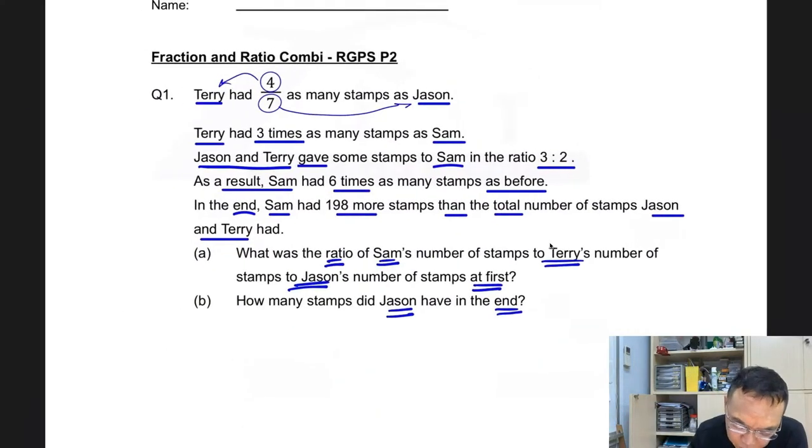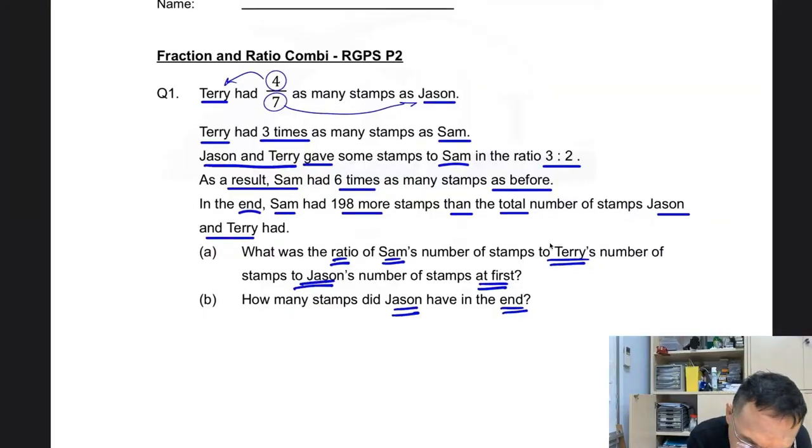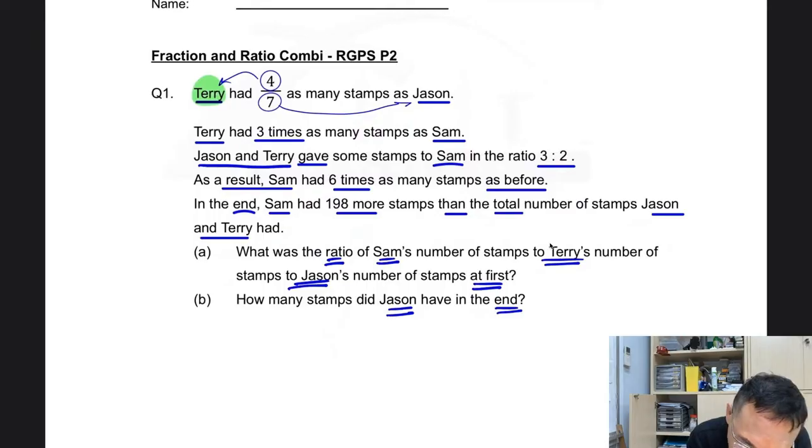Now we're going to start. Watch. Before I draw this model, I want to ask you, who is being compared to both of the other two people? You look at the first sentence, you look at the second sentence, and you will know who is being compared to both. Yes, very good. It's Terry. You see, Terry, this is important. A lot of people overlook this, but this is very important. Terry, over here, is being compared twice. Once to Jason, then once to Sam.